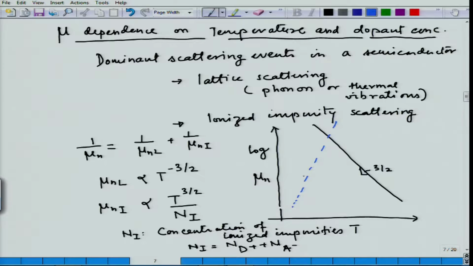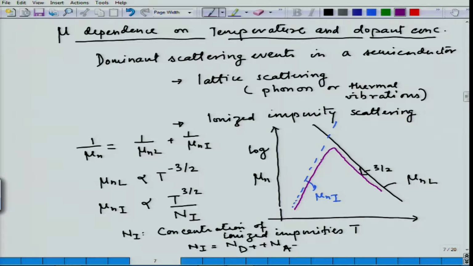So, this is mu n due to impurity, and this is the mobility due to the lattice vibrations. So, if I see the overall effect on the mobility, I should see mobility changing in this region like that.